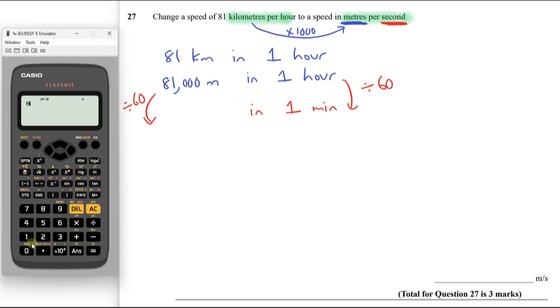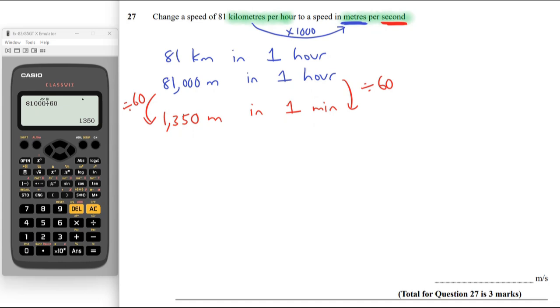So we're going to do 81,000 divided by 60. And that gives us 1,350. So 1,350 meters in 1 minute. Hopefully that makes sense. Notice if we've got an hour to travel, we're going to travel a lot further distance. If we've only got 1 minute, we're going to travel 60 times less distance in 1 minute compared to 1 hour.